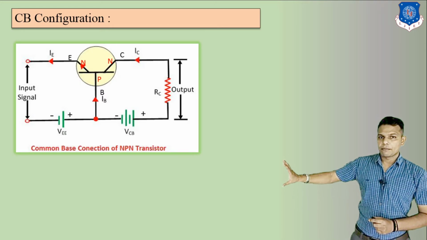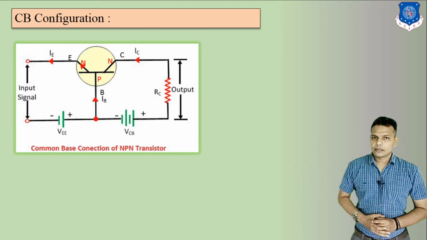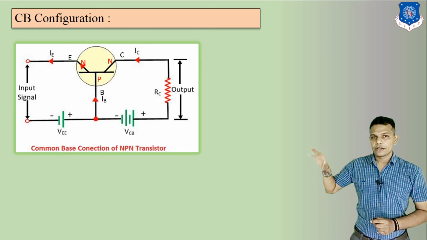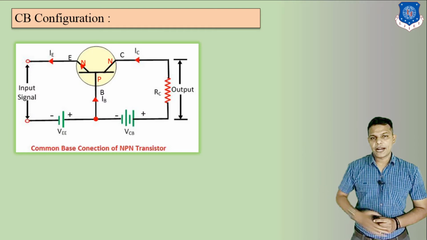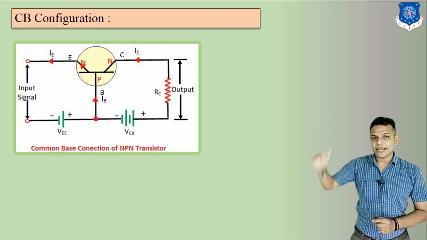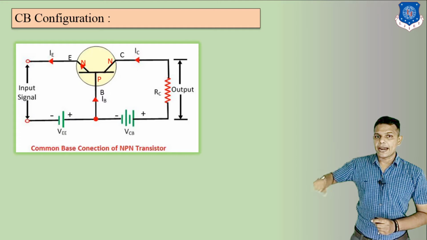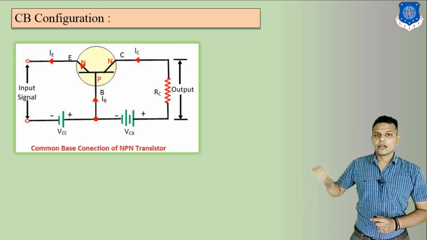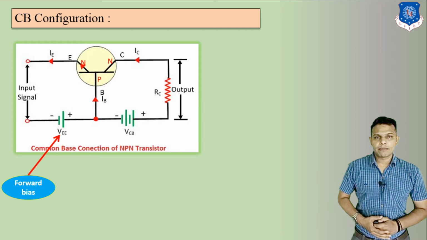Here we can see the battery's positive terminal is directly connected with the base terminal. Base is the terminal which is connected with the P-type region. This symbol is an NPN transistor, so at the base terminal it is connected with P, and the battery's positive terminal is similar to it. So it is in forward bias. We can say this is connected in forward bias.